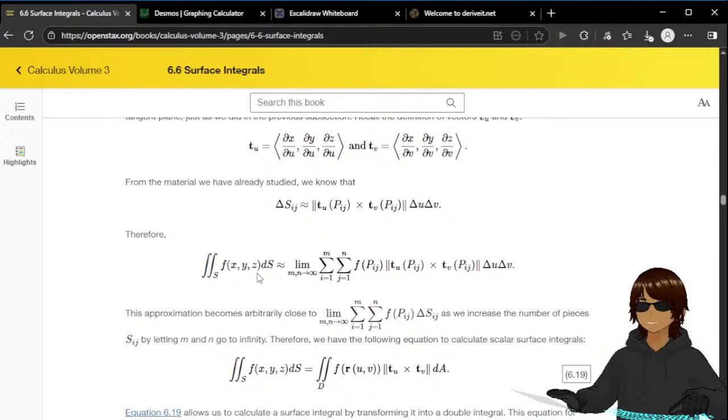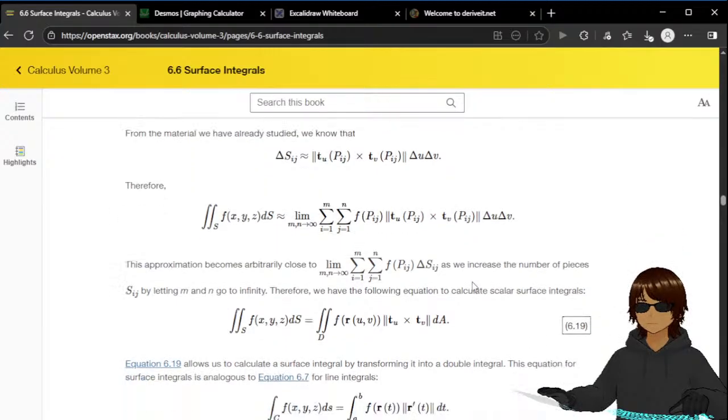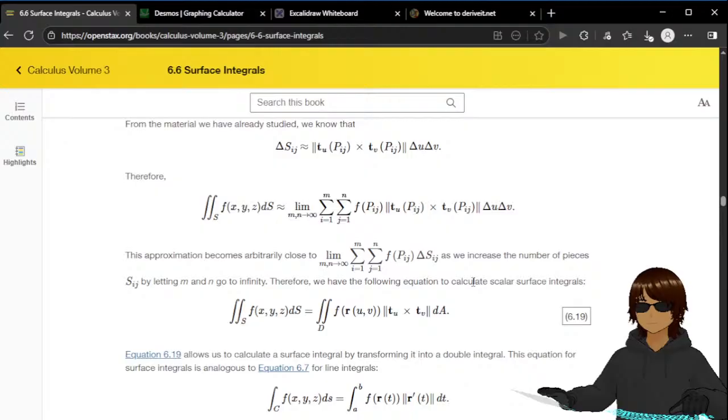Delta S f(x, y, z) dS, limit as m, n go to infinity. The approximation becomes arbitrarily close to the limit as we increase the number of pieces Sij by letting m and n go to infinity. Therefore, we have the following equation to calculate scalar surface integrals.